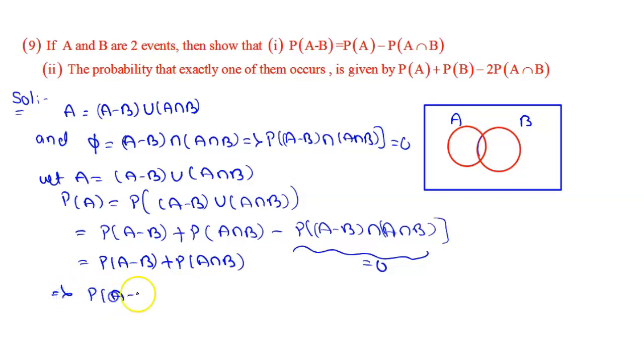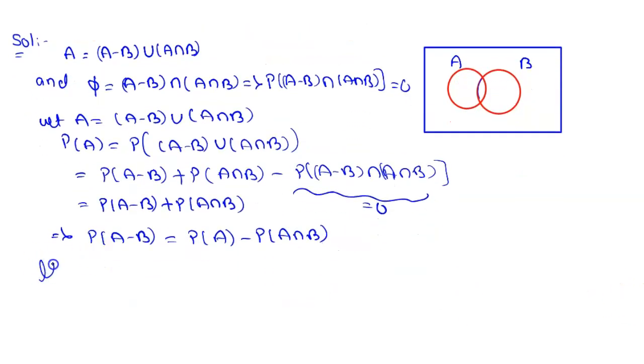In the sense, P of A minus B is equal to P of A minus P of A intersection B. Similarly, we can prove this also. Based on this, P of B minus A is equal to P of B minus P of A intersection B. This one we used as a property in the addition theorem on probability. So in this, the second condition is also there.